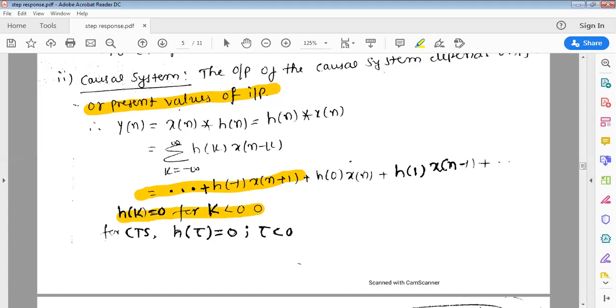h of k is equal to 0 for k less than 0. Similarly, for continuous time systems, h of tau is equal to 0 when tau is less than 0. So anything after 0 is allowed: 0, 1, 2, 3, everything is allowed. But below 0, none of the samples are allowed. That is called a causal system.